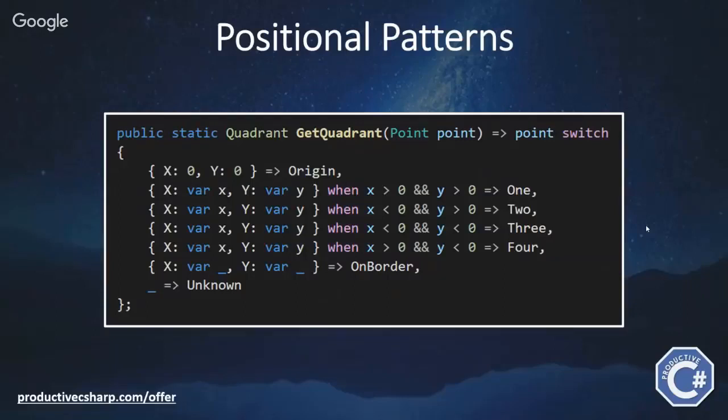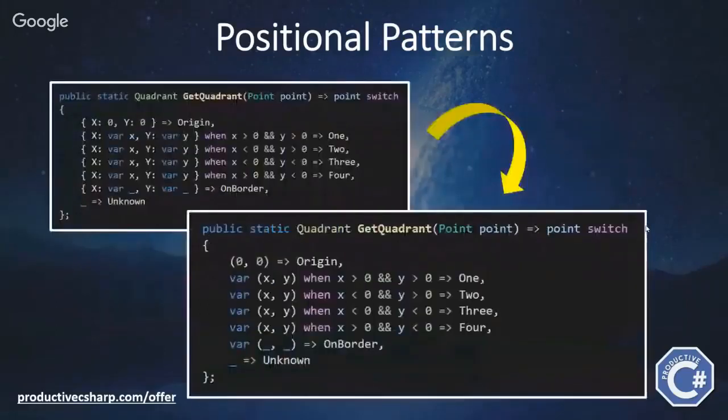So this is an example where we are using the property patterns to, given a point, return the quadrant where the point belongs. So if the point is 0, 0, return origin. Otherwise, if x is greater than 0 and y is greater than 0, return 1, and so on.